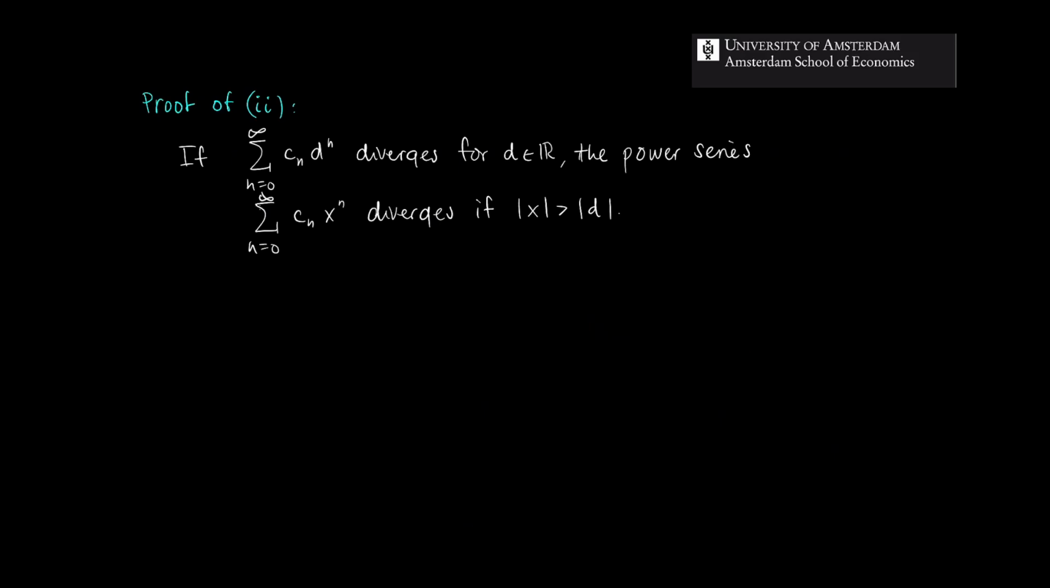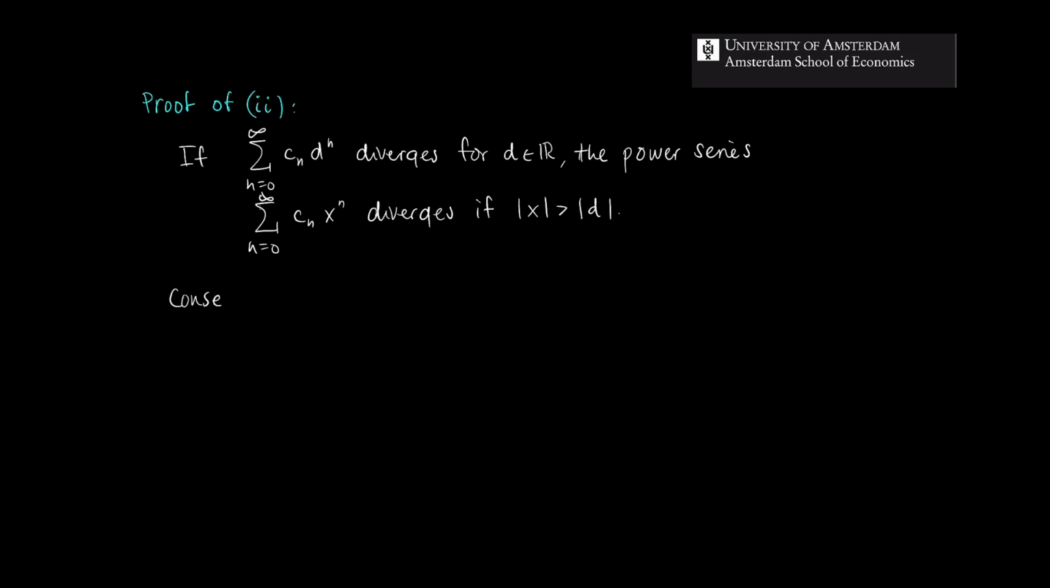Okay, now the second part. Suppose we have that the series is diverging for some d in R, right? So suppose this series is diverging for some d in R, then we will show that the power series formed by including x diverges if only the absolute value of x is larger than d. So how does it work? Well, basically, it's an easy consequence of the first part.